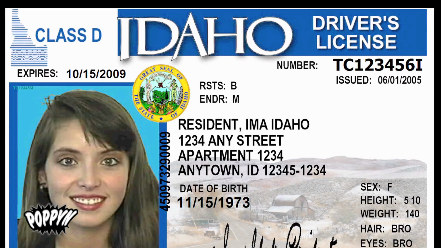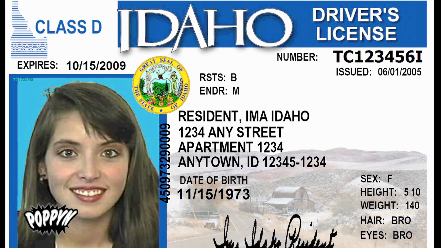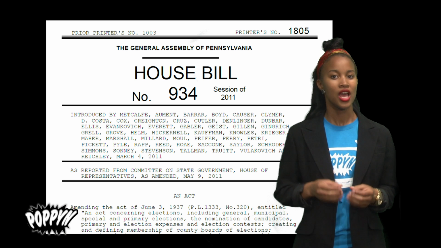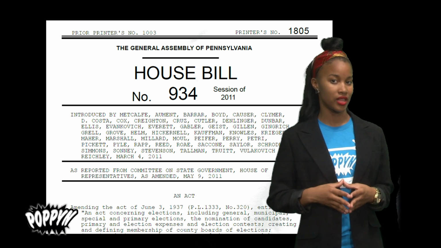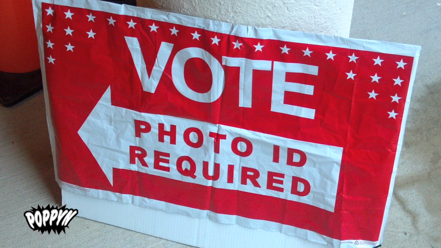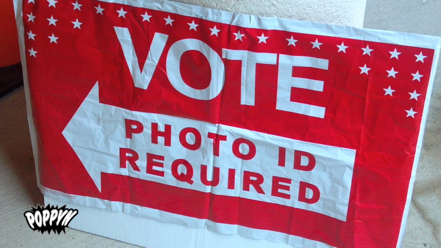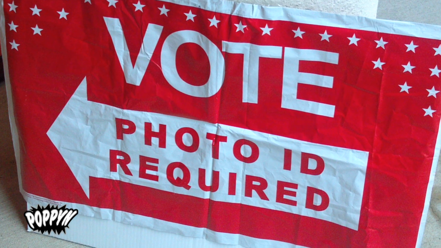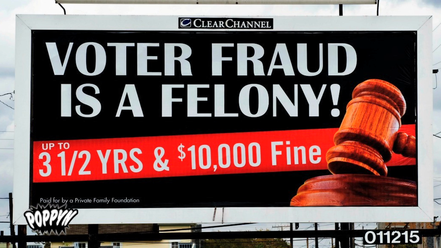One of the most common tactics of voter suppression that is being enforced today are photo ID laws. That's right. For example, House Bill 934 in Pennsylvania is a new law being considered by the Senate that will require all voters to show a photo ID at the polls. Supporters of these laws say that if we need an ID to go on a plane, we should need an ID to vote. The stated intent of presenting a photo ID is to prevent voter fraud.